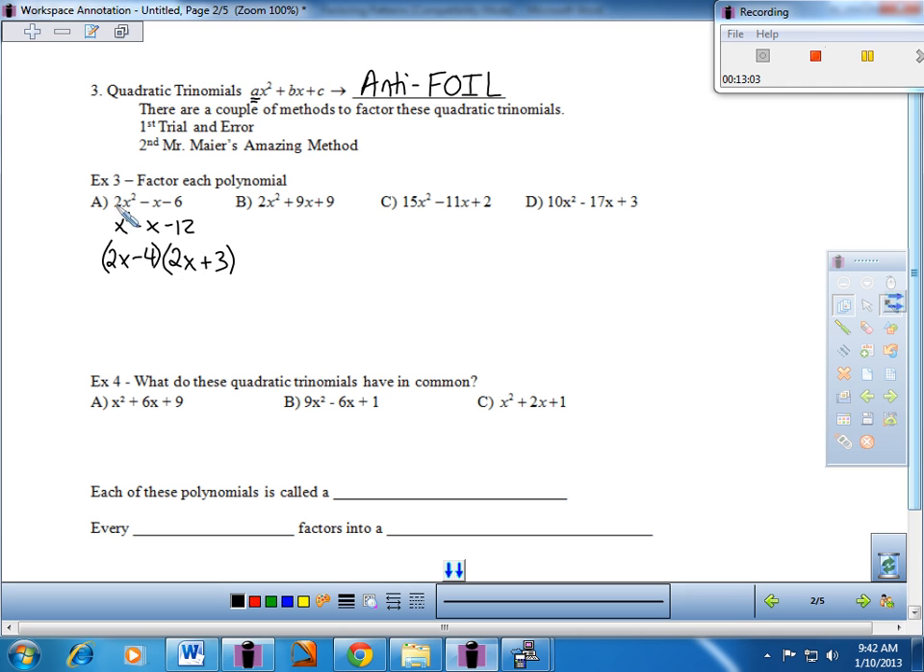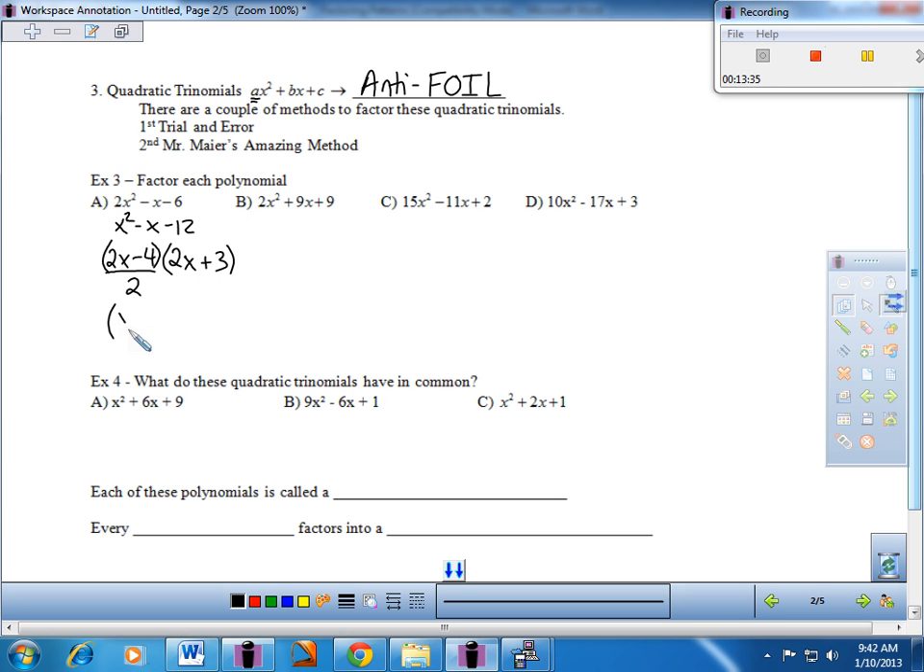So I put the a value back in both because I don't know where it goes. But now what I need to do is figure out where's the extra 2. And I put an extra 2 in somewhere. And if you notice, 2x minus 4, everybody, isn't there an extra factor of 2 in here? So I'm going to divide it out.